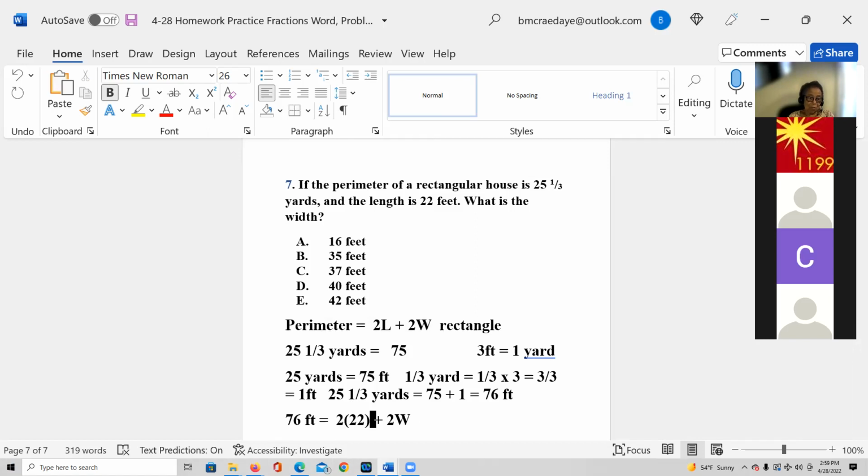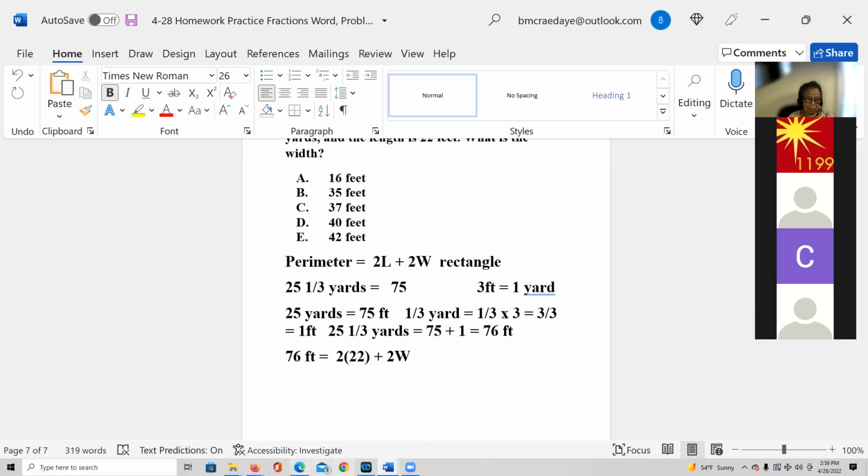We wanted to find the width. So how would you solve this for the width? Multiply 22 by 2. Okay, so let's put that here. 76 feet equals 44 plus 2W. Now, how do we solve for W, Mercedes?